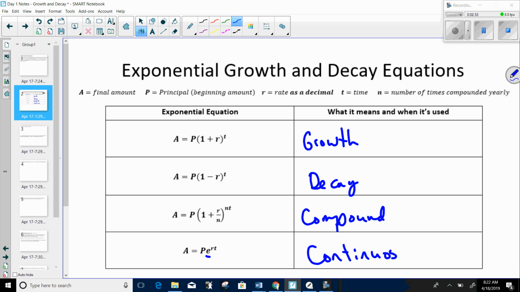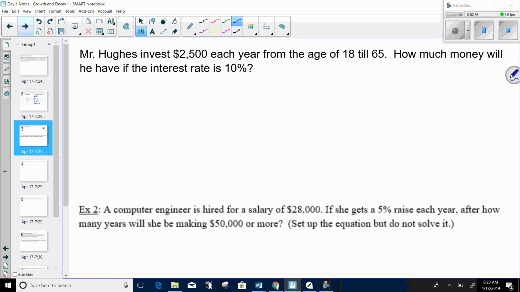E is just a number. It's 2.71828 something, and it goes on forever. It's similar to pi. Pi is a representation of 3.14159, and so on and so forth. E is called the natural number, and it is 2.71828, and it goes on forever without repetition, just like pi does. So these are the formulas we're going to talk about today. So let's look at some examples.